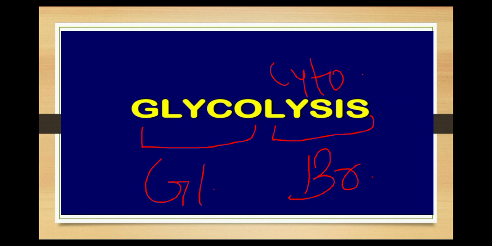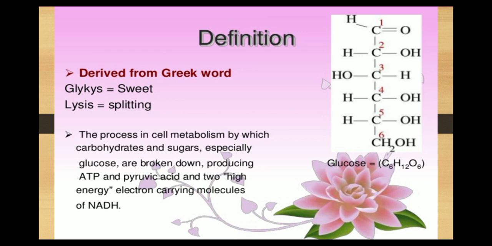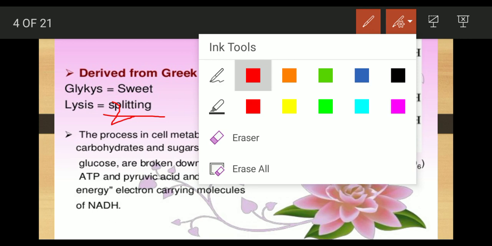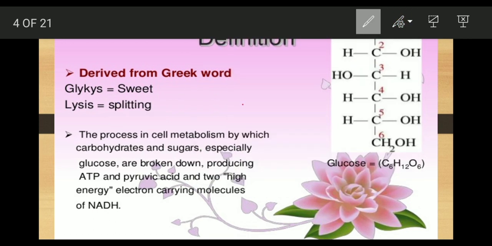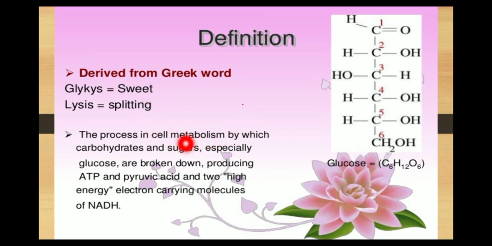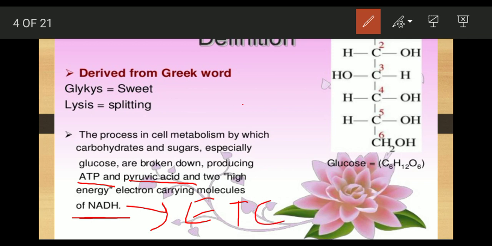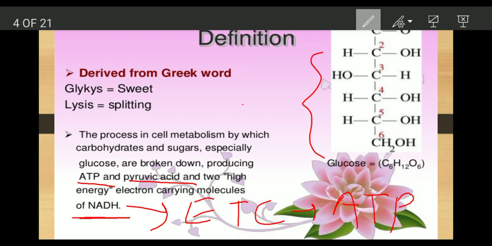Now let's see the overall concept of glycolysis. As we have already discussed, glyco means sweet, and lysis means splitting. It is the process in cell metabolism by which carbohydrates and sugars, especially glucose, are broken down into ATP, pyruvic acid, and two high energy electron carrying molecules of NADH. And this NADH further goes into the ETC for the release of energy in the form of ATP. This is the basic concept here, guys, and this is the structure of glucose, as you can clearly see. Now let's move on.